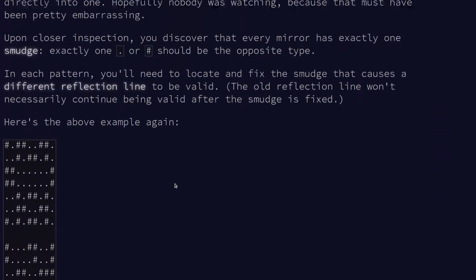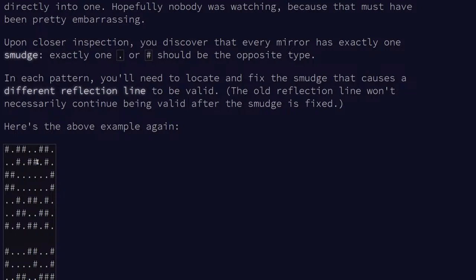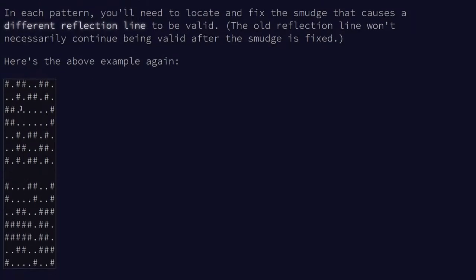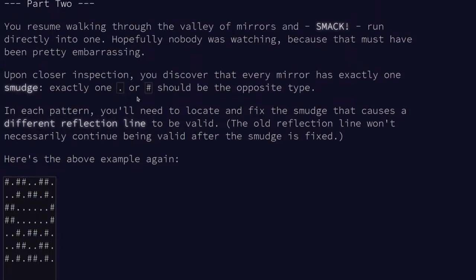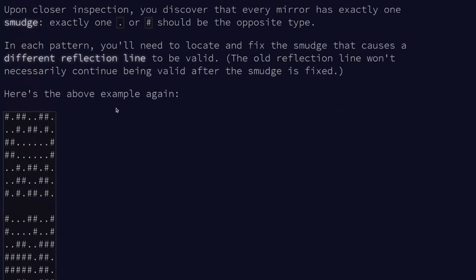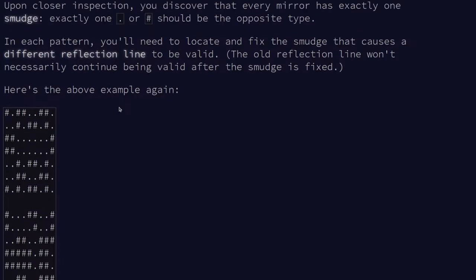One thing I want to make clear is, do I have the option to change every dot to a hash and every hash to a dot? Every mirror has exactly one smudge, exactly one dot, okay, yeah. So we are allowed to change exactly one character in this grid to its opposite character between dot and hash, and after that new grid is generated we find the same thing, and after it is found, let me do one thing.